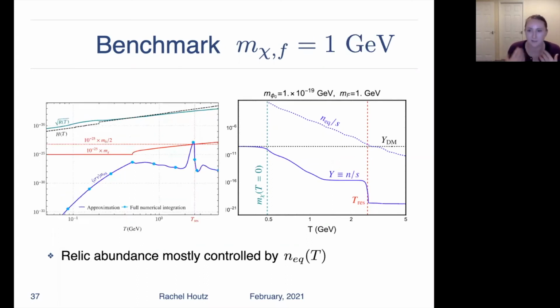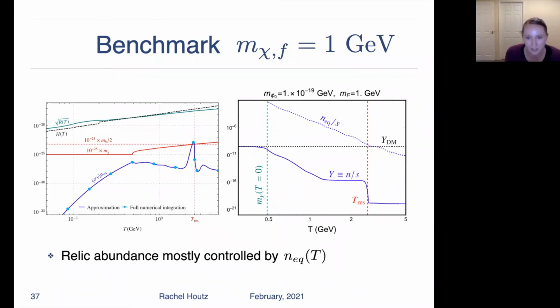And then let's see what happens as we go to heavier dark matter masses, right? So here's an example for 1 GeV where the shoulder isn't quite as pronounced, but you can see there's still a pretty important shoulder on this curve that shows the cross section, the annihilation rate as a function of temperature.